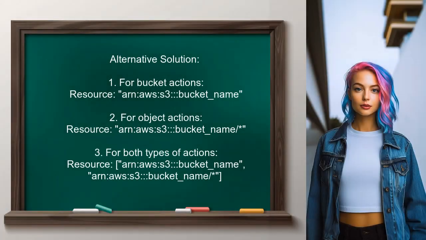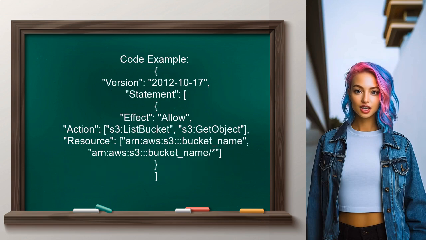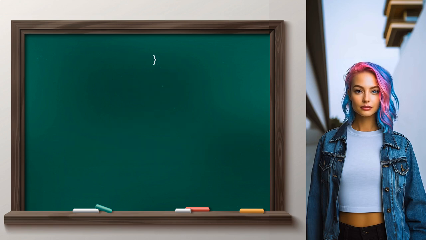This user suggests a different approach for your S3 bucket policy. They explain that when using actions related to the bucket, like listBucket or getBucketPolicy, the resource should be specified as just the bucket ARN. For actions related to objects, like getObject or deleteObject, you need to include a wildcard at the end of the ARN. If you're using actions that apply to both, you should list both the bucket and object ARNs.